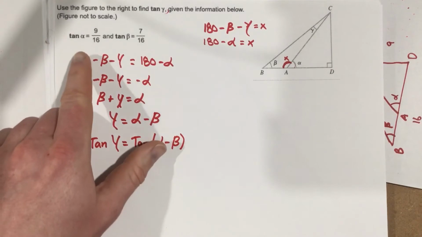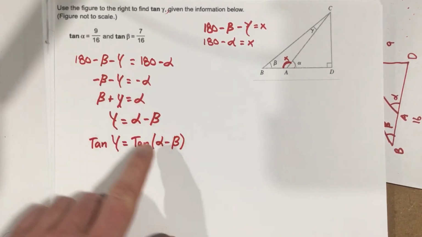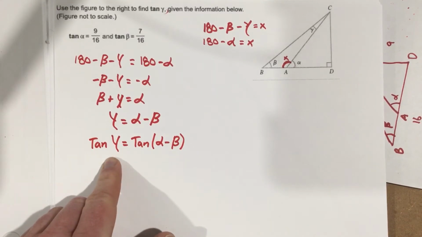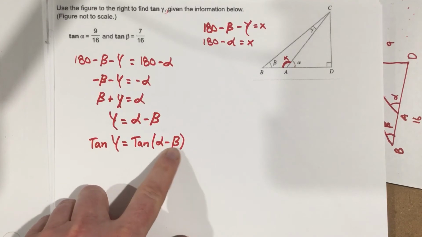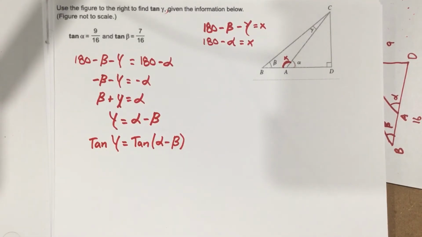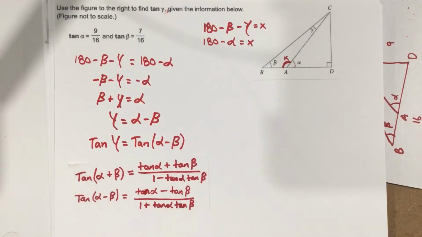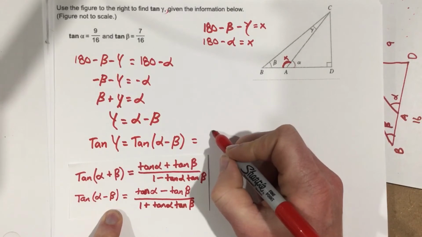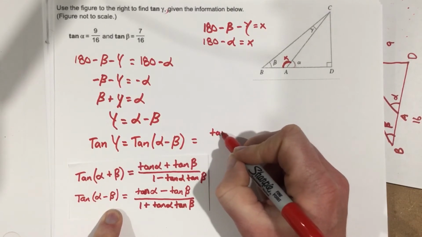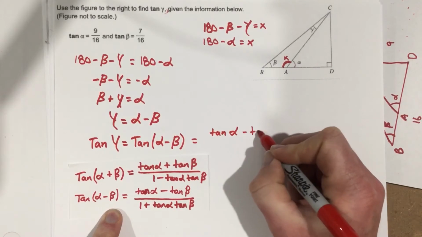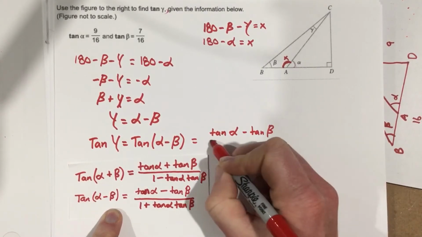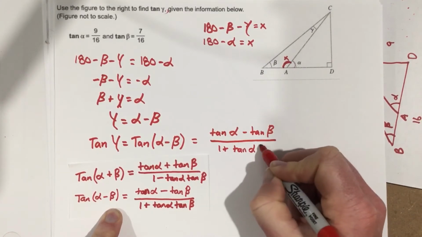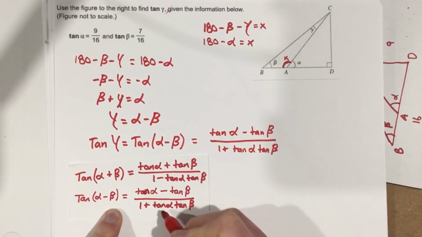You can see where this is going now. They already give us tangent alpha and tangent beta. We figured out that tangent gamma is tangent of alpha minus beta, which is a sum and difference formula, this one right here on the bottom. So we can write this as equal to tan alpha minus tan beta over 1 plus tan alpha tan beta, just how it's written right there.